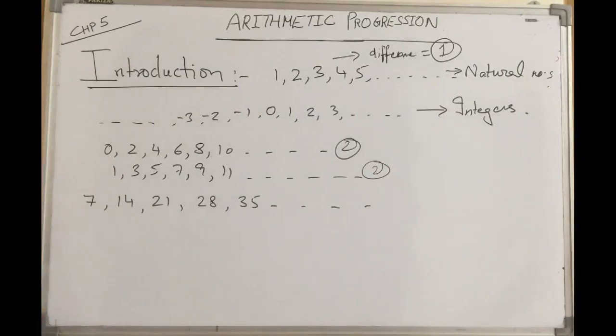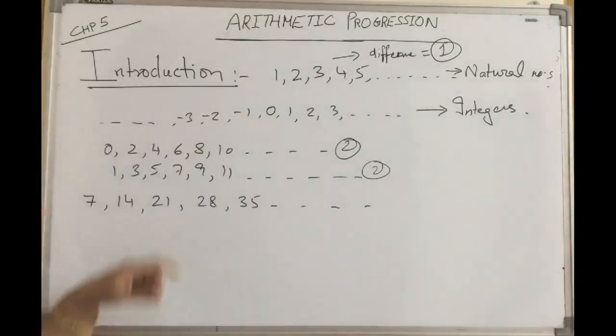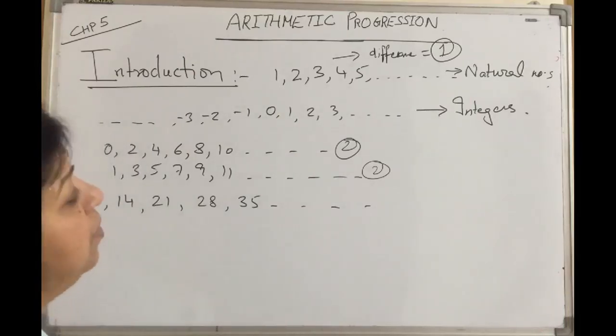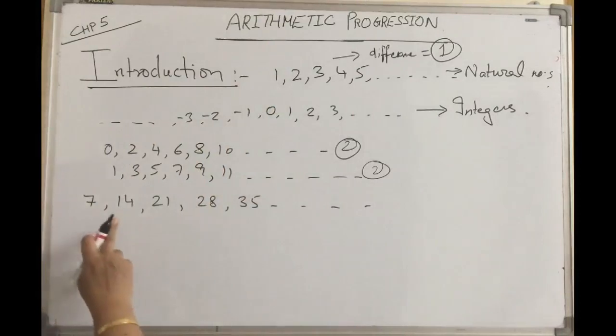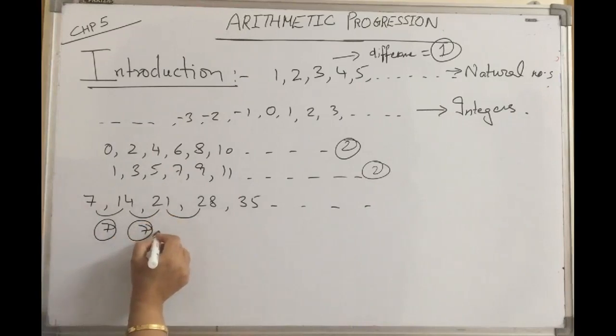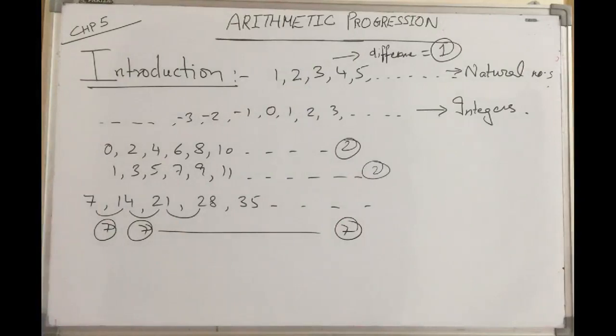If it comes out to be the same, then it's a sequence known as arithmetic progression. So any set of numbers where the common difference between any two consecutive terms is the same, then it's an AP. I have written multiples of 7. 14 minus 7 gives us 7. 21 minus 14 gives us 7. 28 minus 21 gives us 7. So here the difference is 7. Again the common difference between the consecutive terms is the same. So this is also an AP.